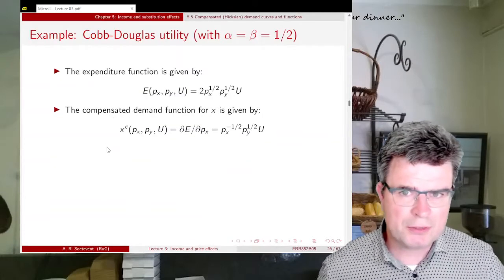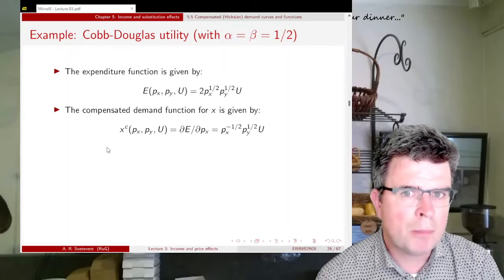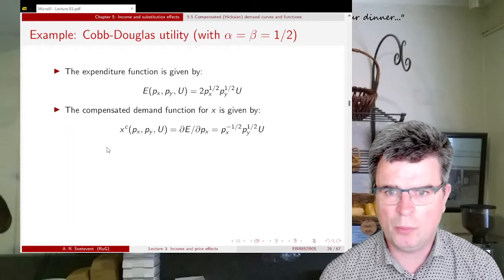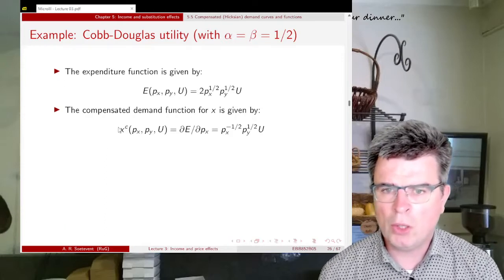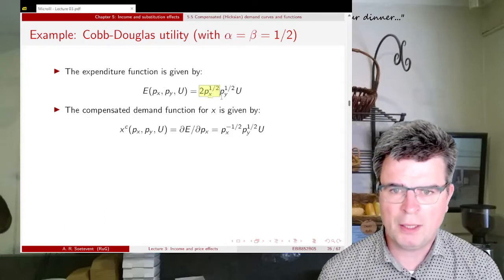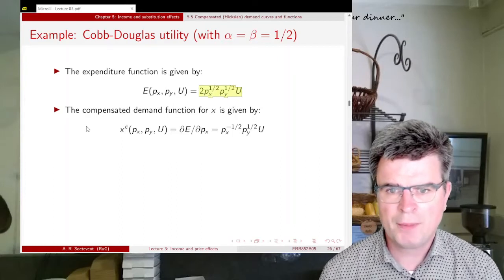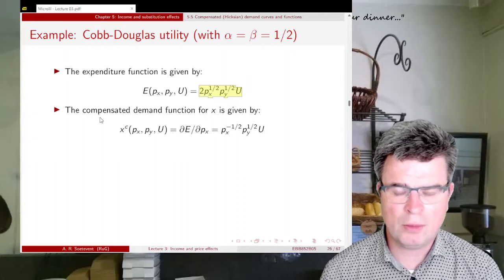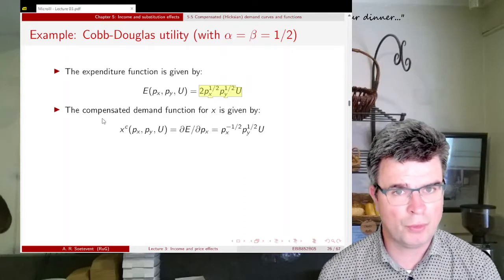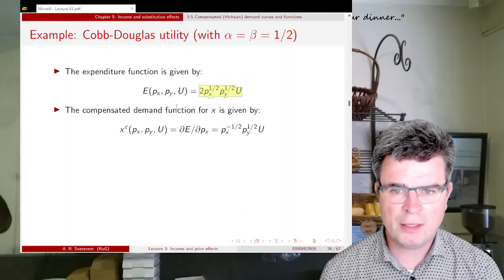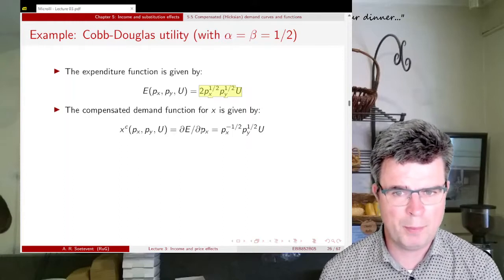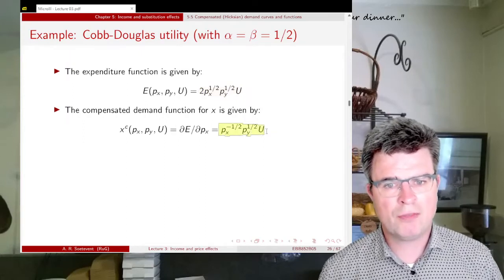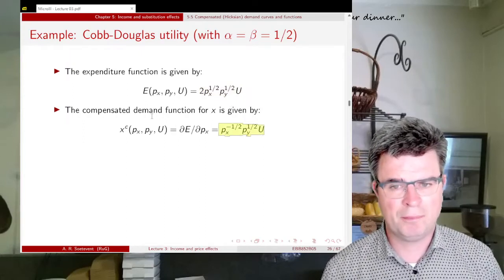Okay, so let's do an example. Let's take an easy Cobb-Douglas function where we take the parameter values alpha and beta equal to 1/2. Then our expenditure function is given by the expression that we have over here. And knowing the expenditure function, we can easily find the compensated demand function for good X by differentiating the expenditure function with respect to Px. So that's an easy thing to do. And we arrive at the following expression.